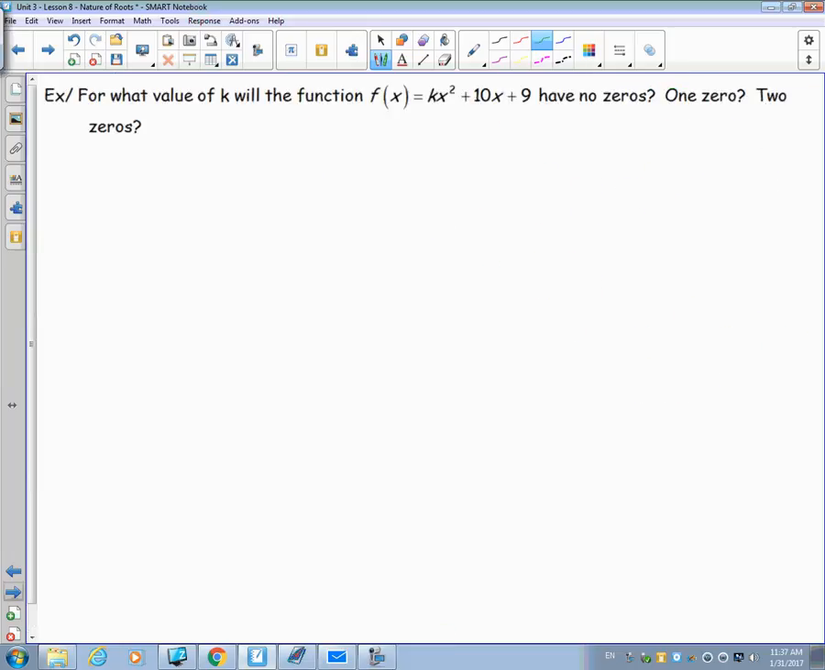Okay, last one. For what value of k will this function have no zeros, 1 zero, or 2 zeros? So it's using the idea of discriminant again. We know that it has no zeros if our discriminant is less than 0. We know it has 1 zero if our discriminant equals 0. And we know we have 2 zeros if our discriminant is greater than 0.